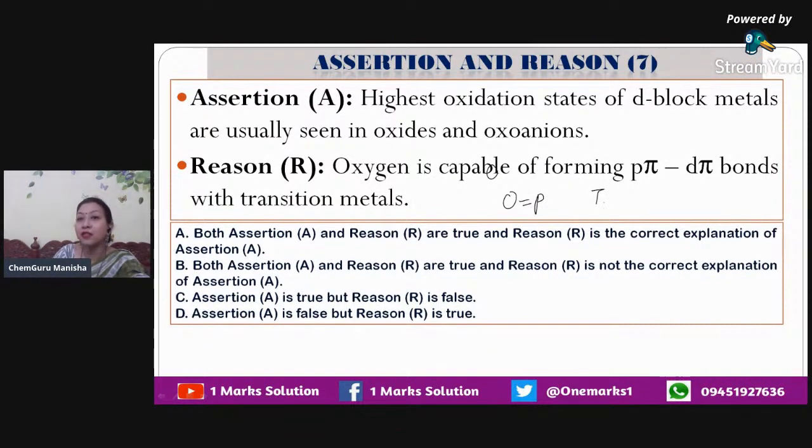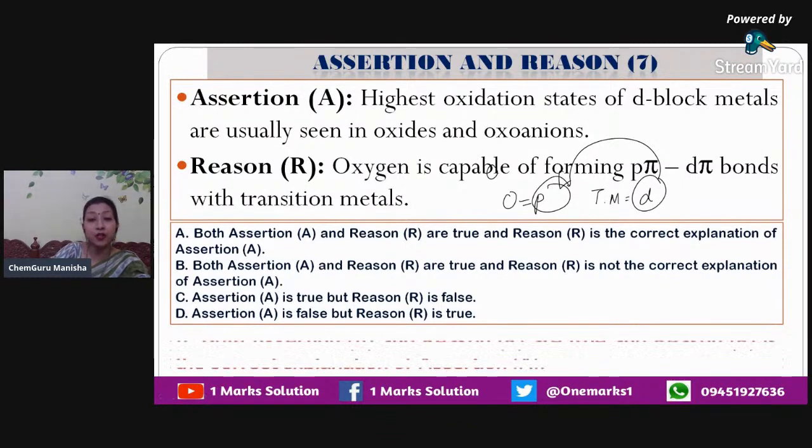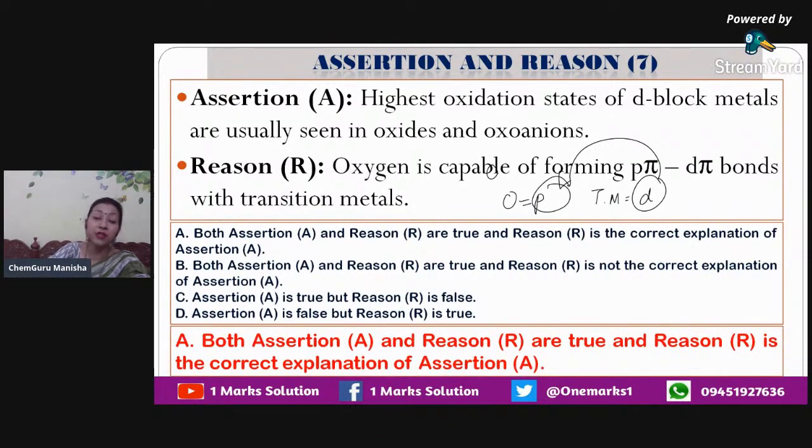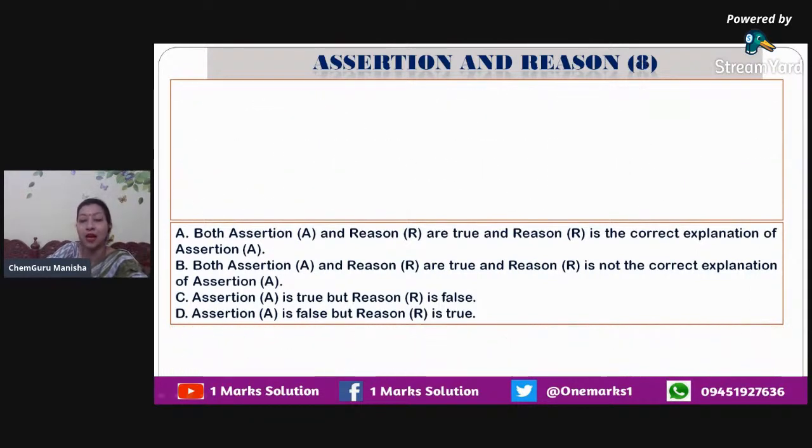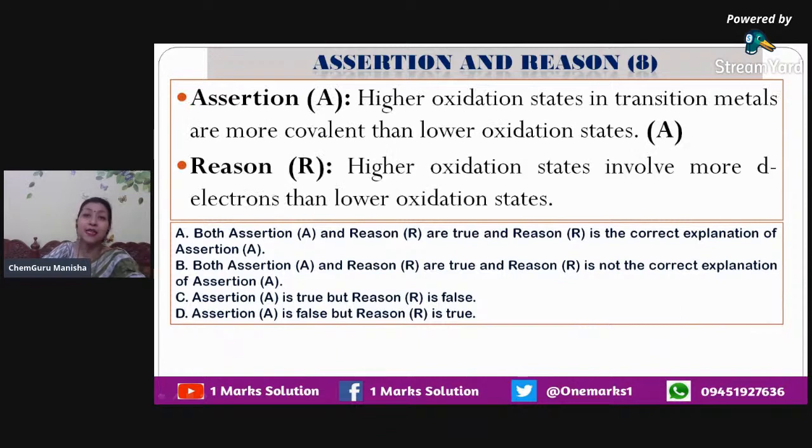ठीक है, और transition metals के पास है vacant d orbitals. सो ये d orbitals इस p orbitals के साथ form करेंगे और p pi d pi bonds बनाएंगे. सो assertion also is here true, reason also is here true, and it is pretty explaining it well. That is why, क्योंकि ऑक्सीजन की वजह से ही तो बॉन्ड बन रहा है, that is why oxides and oxoanions are there.